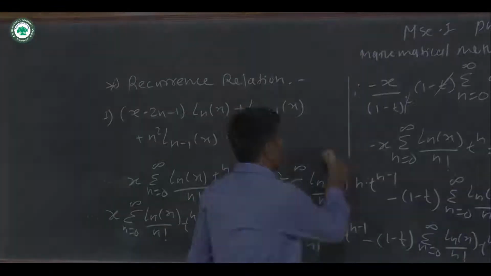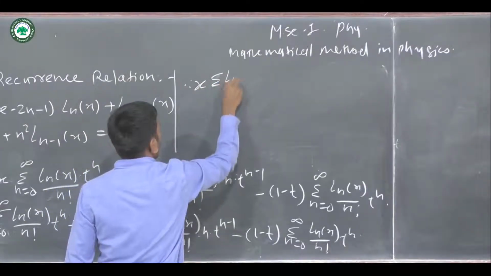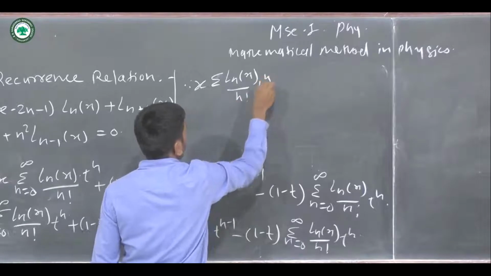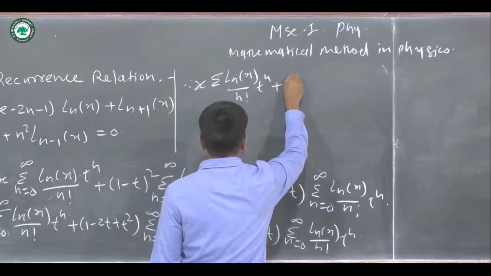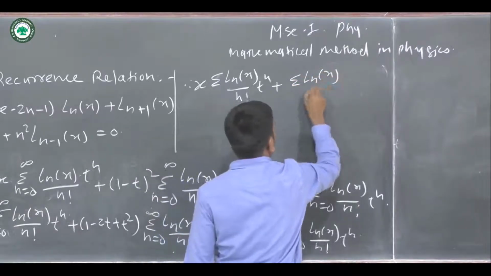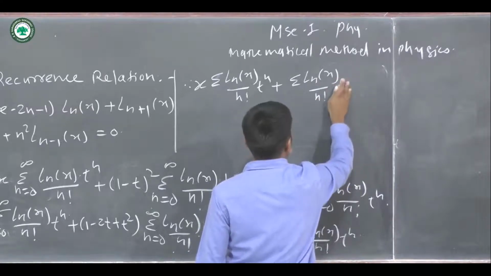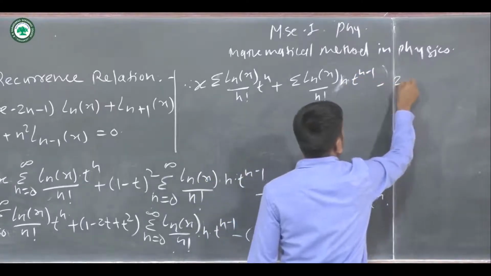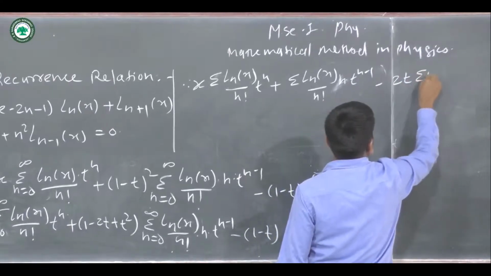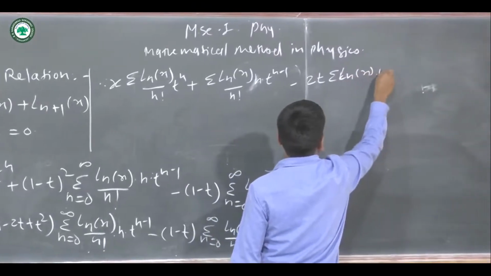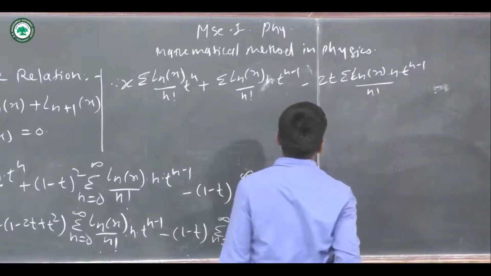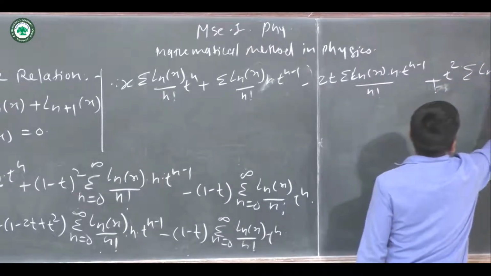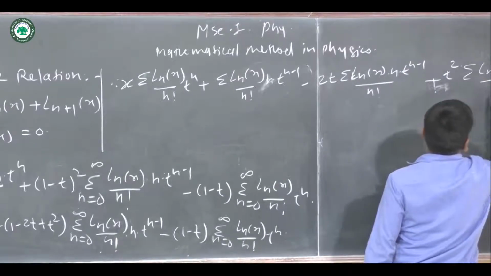If I multiply out the brackets, x into the summation of L_n(x)/n! into t^n, plus the summation of L_n(x)/n! into n into t^(n-1), minus 2t times the summation of L_n(x) into n into t^(n-1) divided by n!, plus t square times the summation of L_n(x) into n divided by n!.